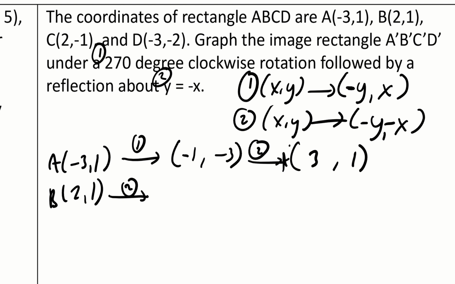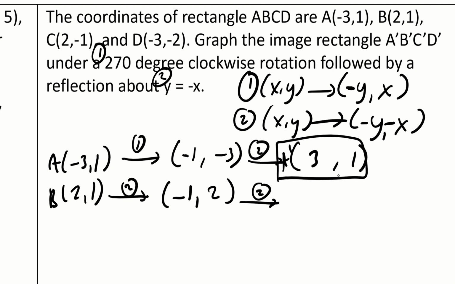Okay, so this is going to be A prime. We'll do one more. So for B, we're going to switch the coordinates and then negate the first coordinate. So there you go, it's -1, 2. And then we're going to follow that up by switching the coordinates again and then negating both of them. If I negate the first one, that turns negative. If I negate the second one, that becomes a double negative, which is a positive.